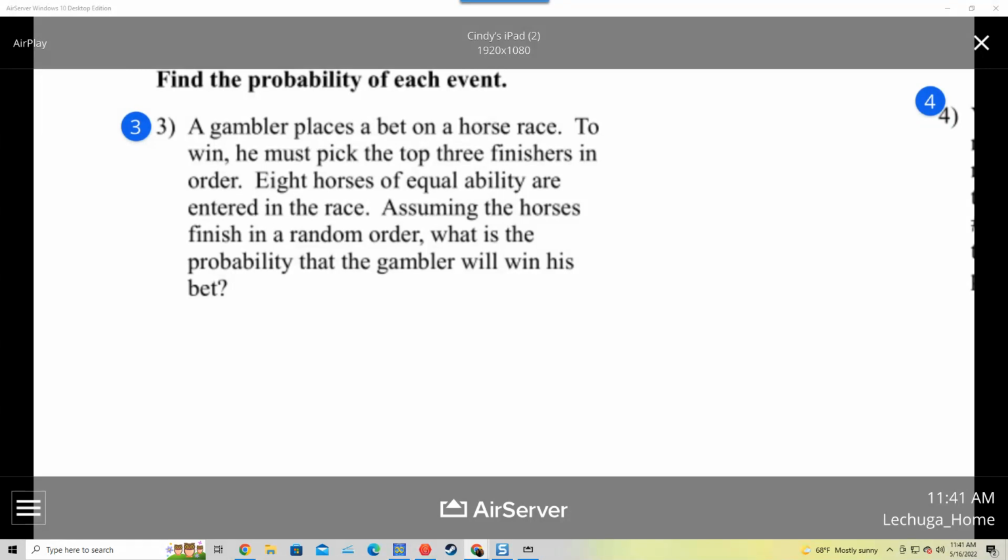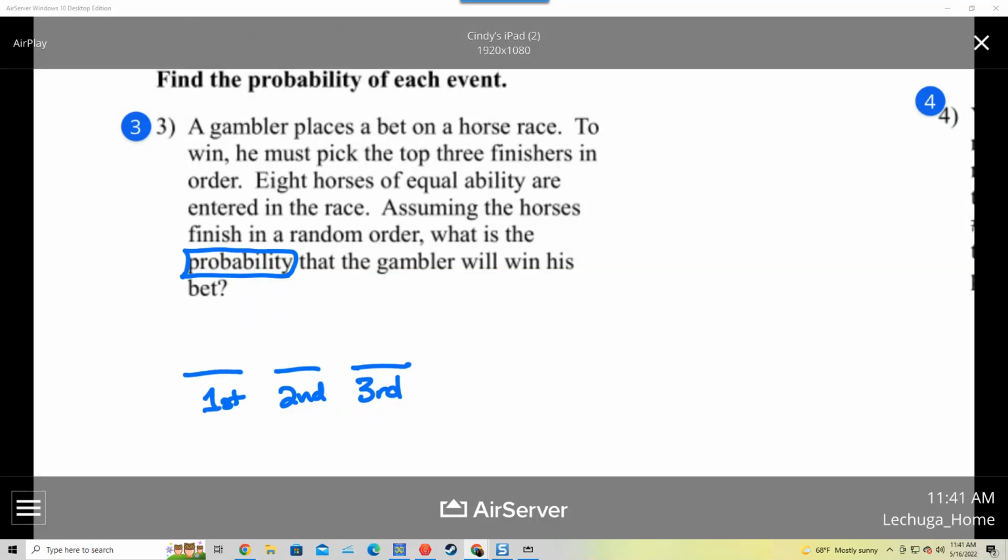We are trying to guess correctly three times. We want to guess correctly who got first. We want to guess correctly who got second. We want to guess correctly who got third. Now, what makes this one different is they're asking for the probability. On the other one, they weren't asking for probabilities, they're asking for combinations, okay?